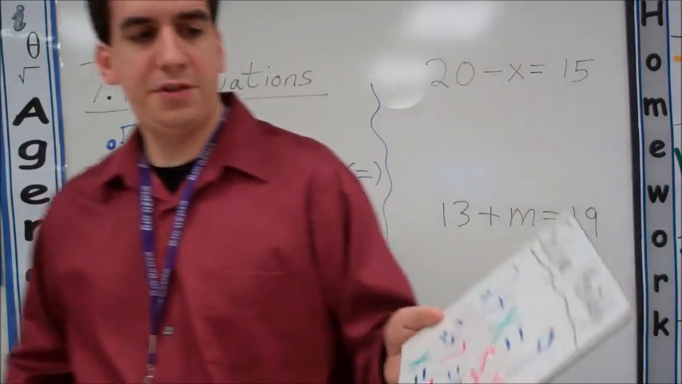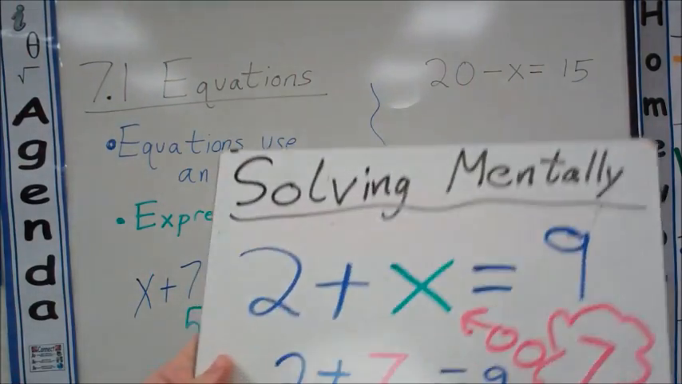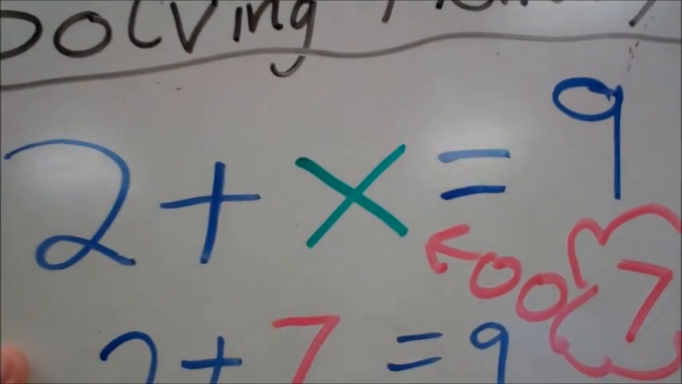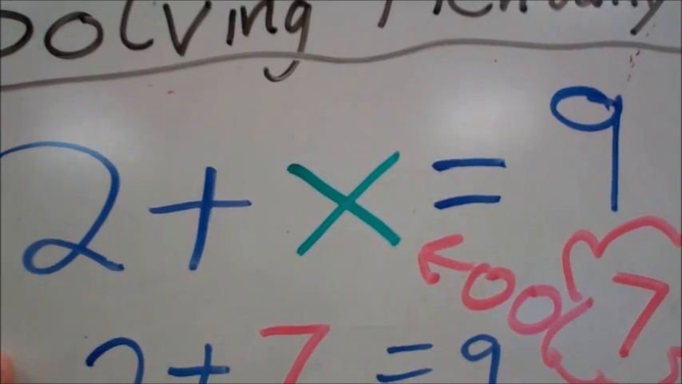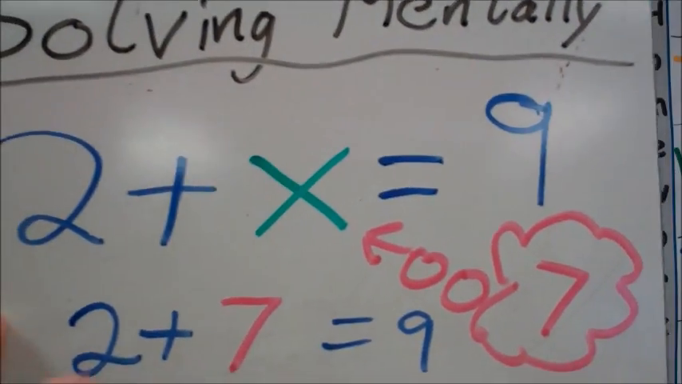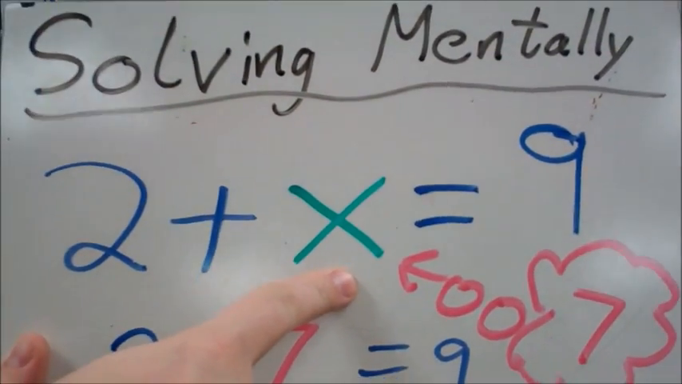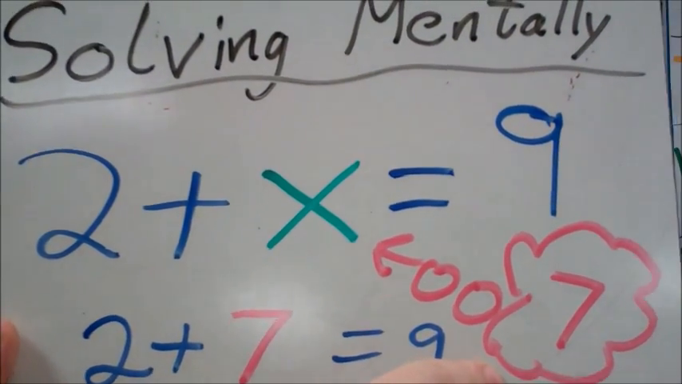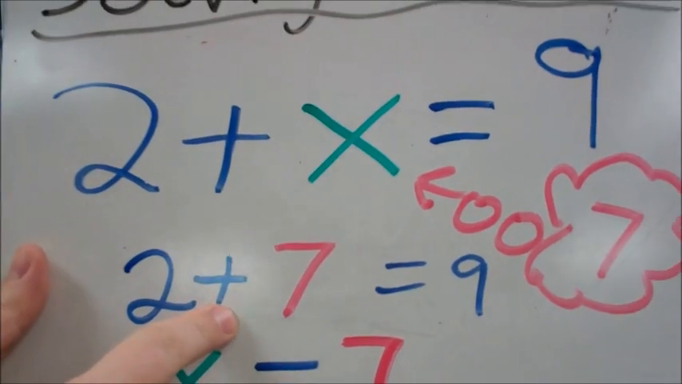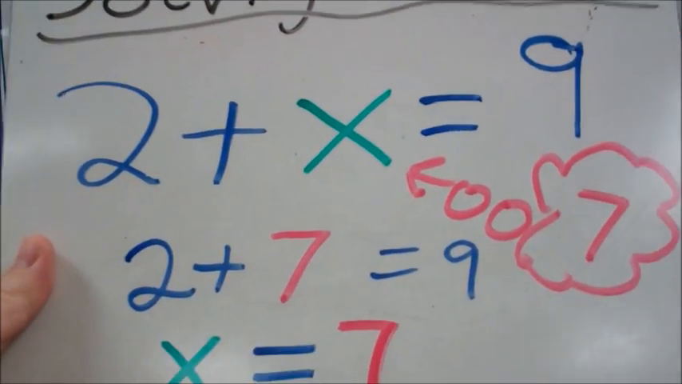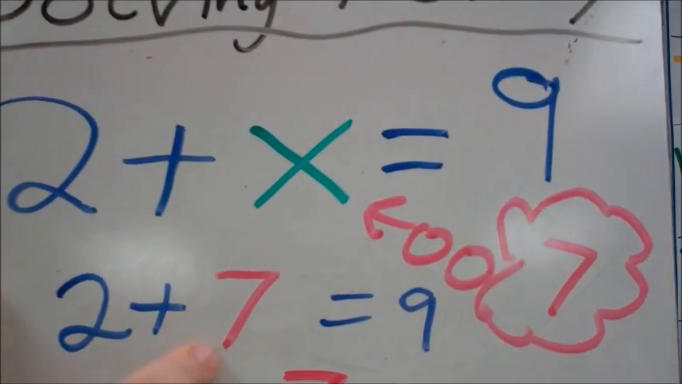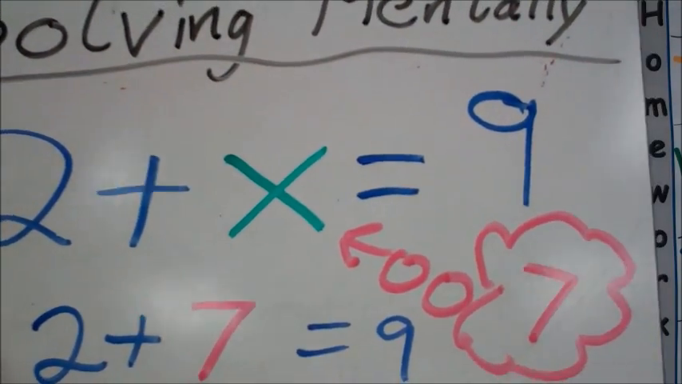One thing we can do first to help solve equations is use some mental math. If I have an equation, 2 plus x equals 9, I can think to myself, 2 plus what would be 9? Well, in my little thought bubble here we have 7. 2 plus 7, we know that equals 9. Therefore we have x equals 7. We had to find first that the left side of the equation is equal to the right side.